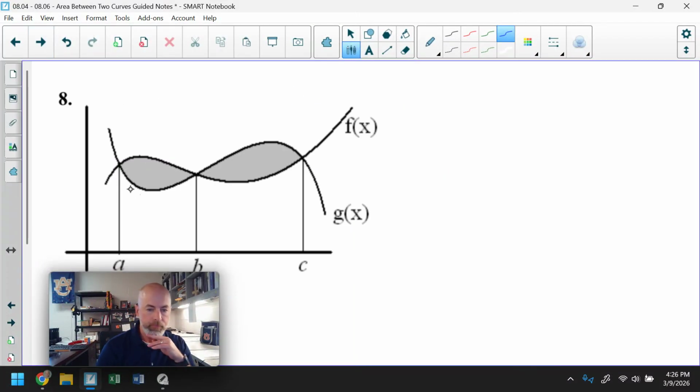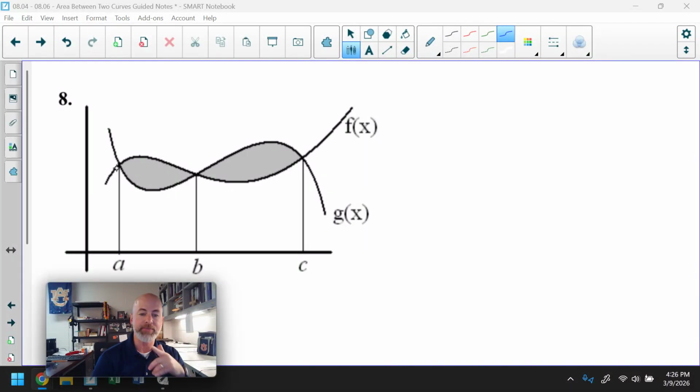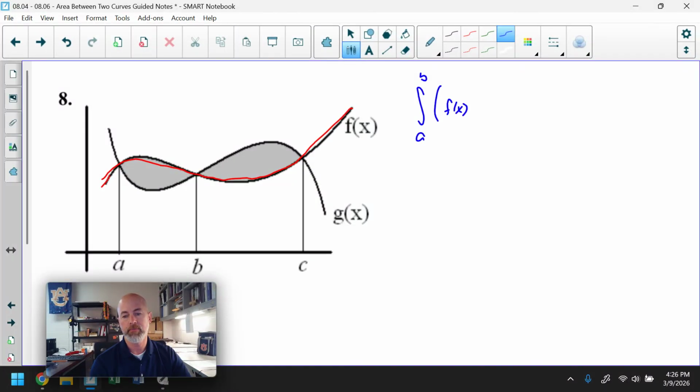Okay, last one. Here we have two curves, except they intersect more than once, and so if you pay attention here, you'll notice if we follow the f of x, f of x is on bottom between b and c, but on top between a and b. So we have two ways we can do this, and the way I typically do these is I will do the area from a to b, because on that region, my top curve is f of x, bottom curve is g of x, and then I will add to that.